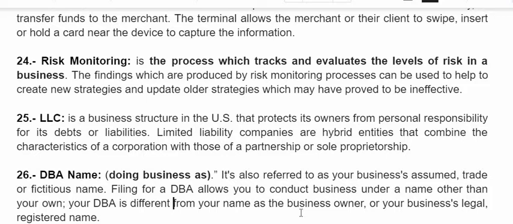DBA name, doing business as. It's also referred to as your business assumed trade or fictitious name. Filing for a DBA allows you to conduct business under a name other than your own. Your DBA is different from your name as the business owner or your business's legal registered name.